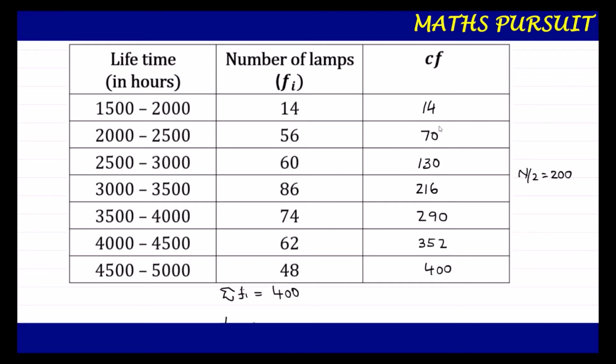Whenever we are calculating n by 2 so that we can determine the median class. So what is median class here? Median class is the class which is just above the n by 2, or which is just more than the number of n by 2. Here the number is 200, and you could easily tell me the median class lies on the row 216, because the number greater than 200 here is 216.